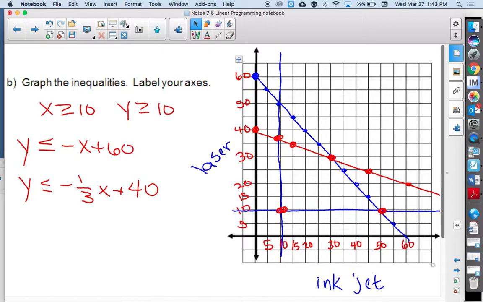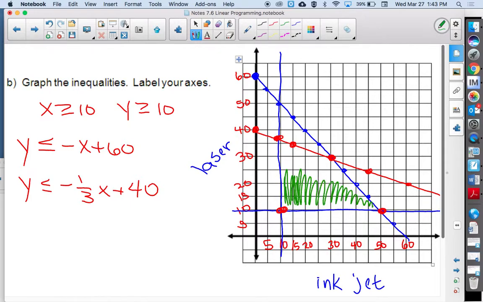Where do we shade? The quadrilateral in the middle of the graph. Yeah, so it is above the horizontal line, to the right of the vertical line, but then it's below the two diagonal lines, because those two are less than. Yesterday, the one that we graphed was unbounded because everything was greater than or equal to, so it was above everything.